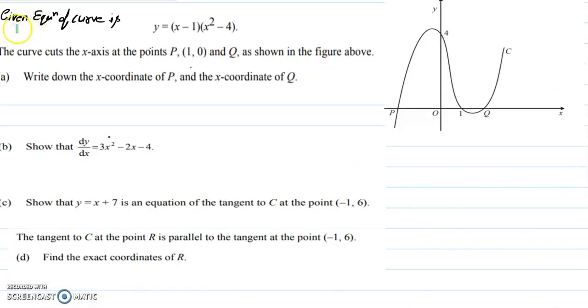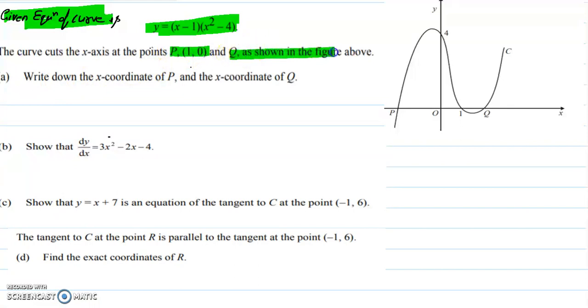Here it is given the equation of a curve. Sorry, it is given y is equal to (x minus 1)(x squared minus 4). You need to find, here is the given point P and Q, shown in the figure above. So write down the x coordinate of P and the x coordinate of Q. So please pause the video, have a go. If you cannot do it, you can always come back and see my working and learn from here. So do part a, and then you need to calculate dy by dx in the second part. Please pause the video, have a go.